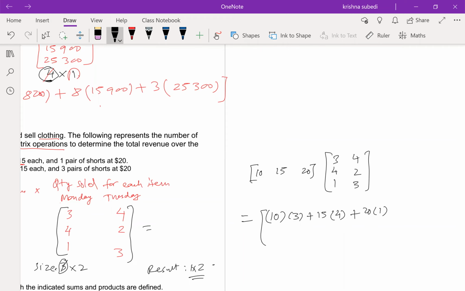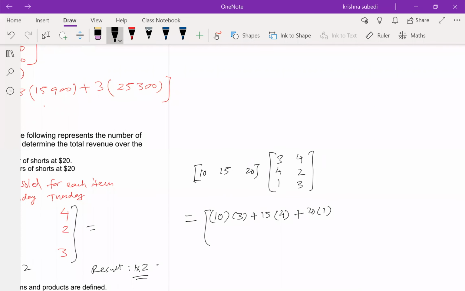Now the second one, the row with the second column. Here we'll multiply 10 times 4 plus 15 times 2 plus 20 times 3. So that will be our resulting matrix. If I do that, what do I get? The first one is 110, the second one is 130. So on Monday, the total revenue is 110. On Tuesday, the total revenue is 130.